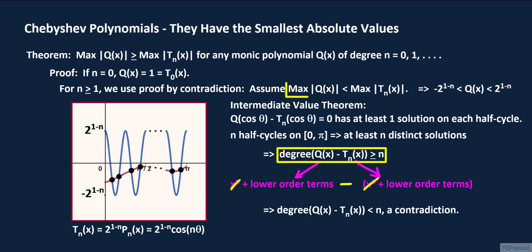And so our assumption that max absolute value of q of x is less than max absolute value of t sub n of x is false. And therefore, max absolute value of q of x is greater than or equal to max absolute value of t sub n of x. And of all the monic polynomials of degree n, t sub n of x has the least maximum absolute value on the interval from -1 to 1.